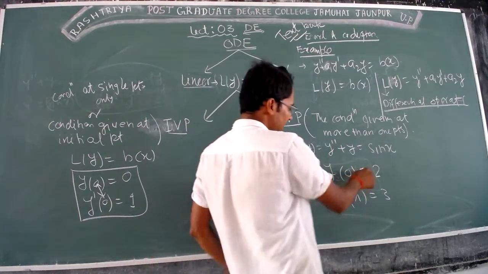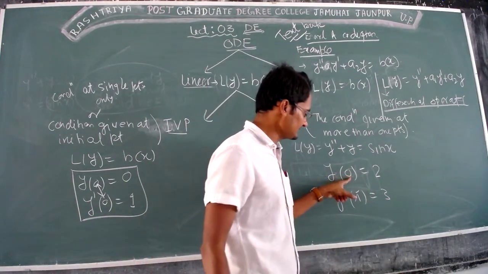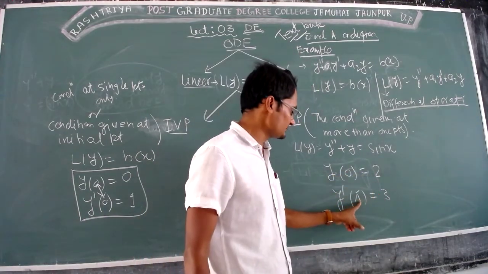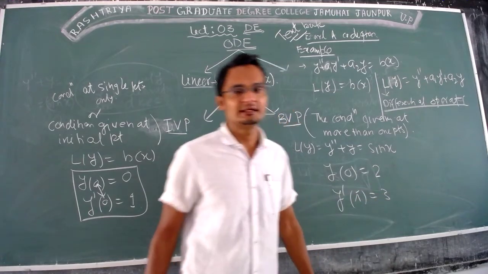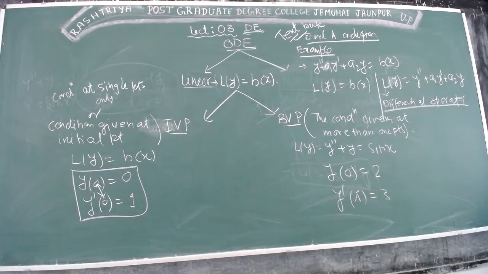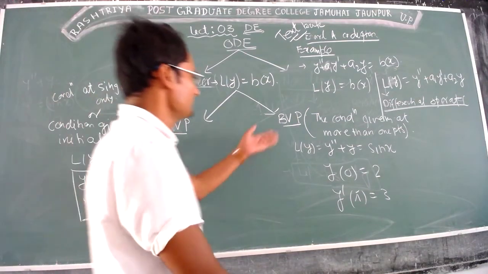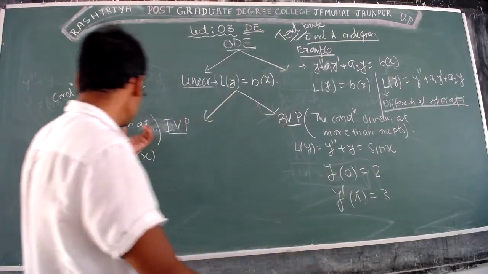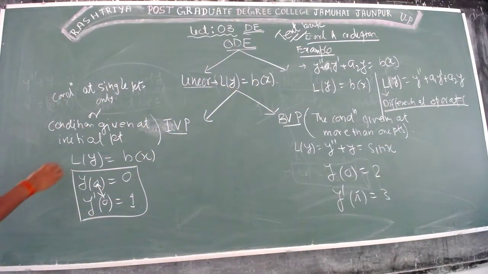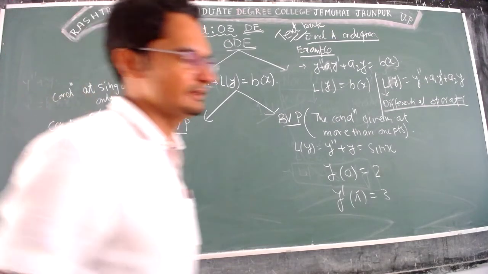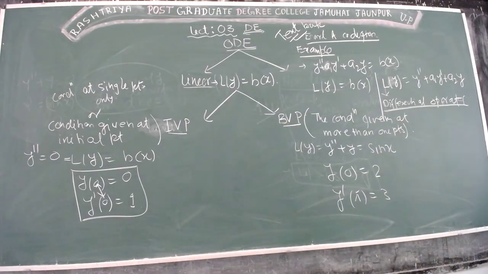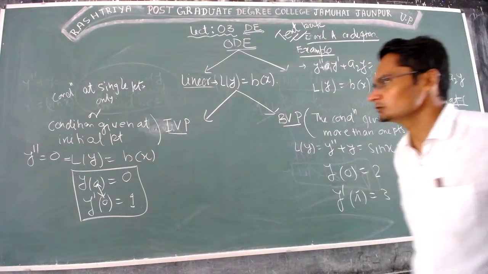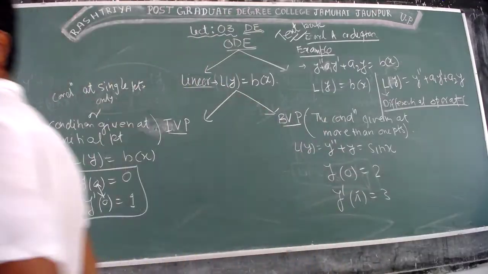Here, the conditions given are: when x is 0, then y is 2, and when x is 5, then its derivative is 3. It means the conditions are given at two different points, so this is an example of a boundary value problem. This is an example of an initial value problem. Some students are asking, sir, I think we can take y'' + y' simply equal to 0. Here I have taken Bx equal to 0. So this is the classification of initial value problem and boundary value problem.